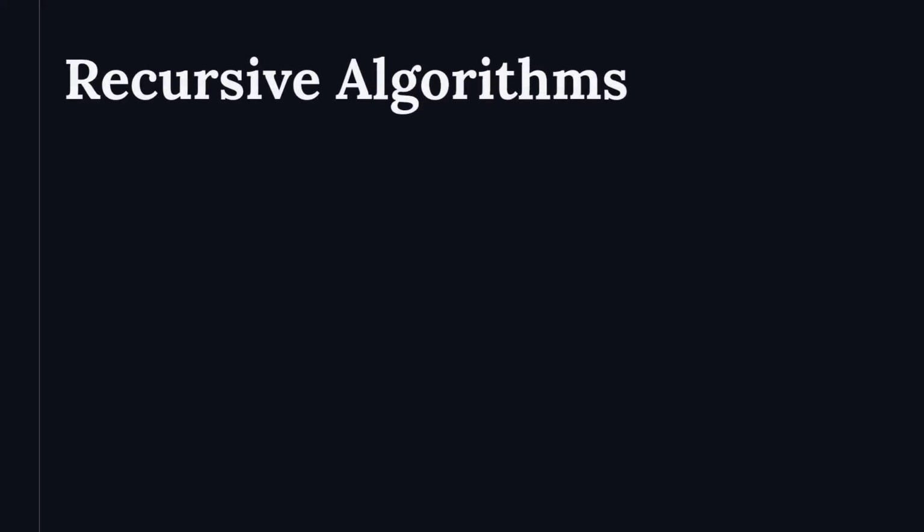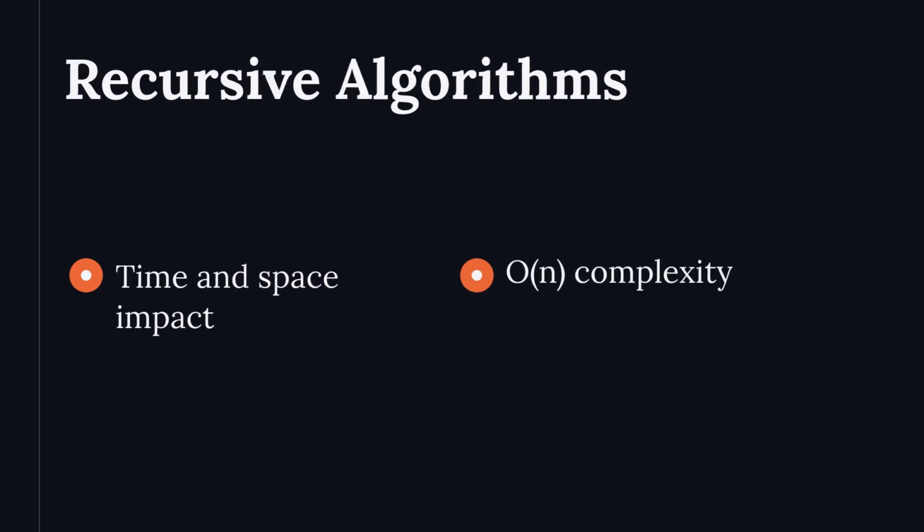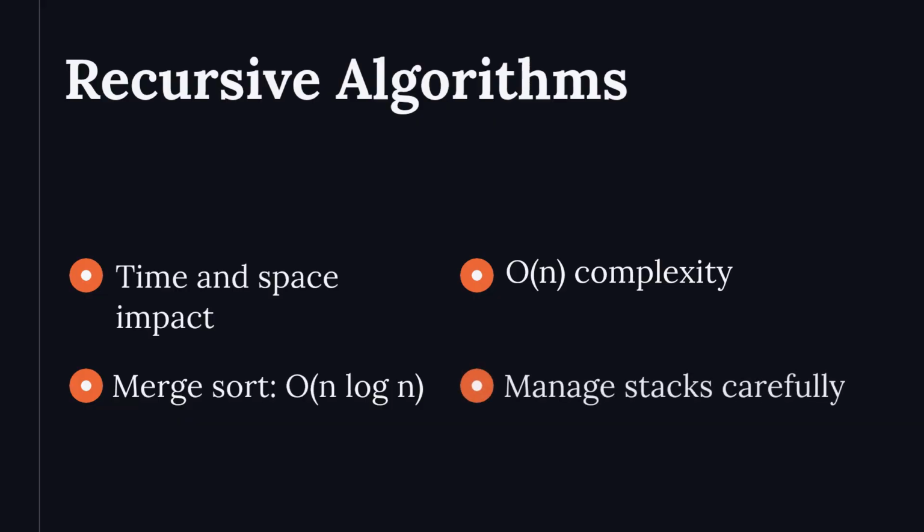Recursive algorithms make multiple calls affecting time and space. A function reducing problem size by 1 has O(n) complexity. Splitting problems like merge sort results in O(n log n). Recursion increases space due to call stacks. It requires careful management to avoid overflow.